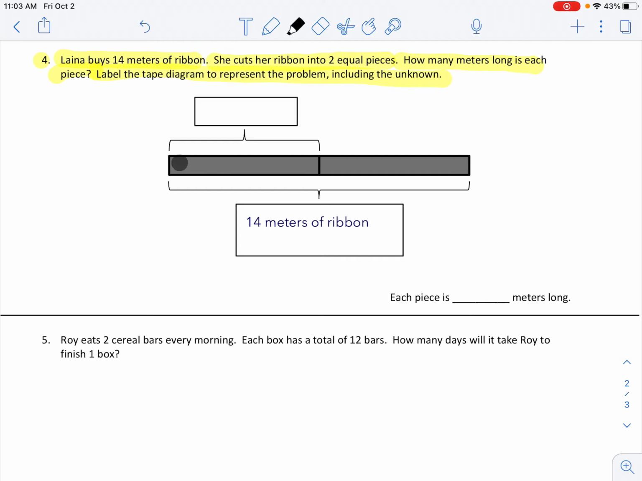So if I give each piece 1 meter of ribbon until I get to 14, I can figure out how many I have. So there's 1 meter, 2 meters, 3 meters, 4 meters, 5 meters, 6 meters, 7 meters, 8 meters, 9 meters, 10 meters, 11 meters, 12 meters, 13 meters, 14 meters. How long is each piece?